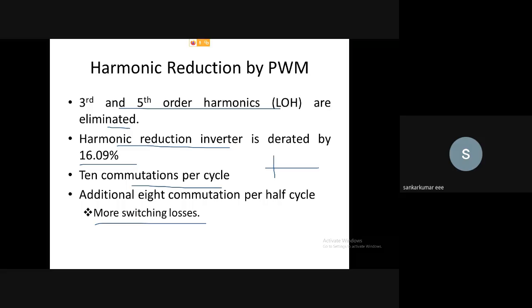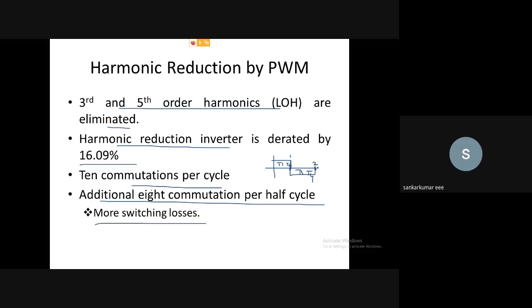In the normal case, we will have two commutations. So T1 and T2 will be conducting over here, and T3 and T4 will be conducting over here. T1, T2 has to be turned off at this instant alone, and T3 and T4 has to be turned off at this instant alone. So in a full cycle, the commutations will be only two. This is the first one, and this is the second one. So there are additional 8 commutations per half cycle when compared to the two-step inverter.